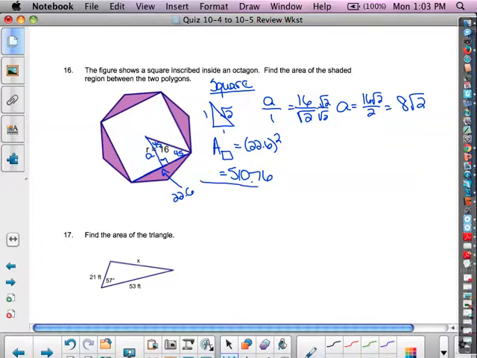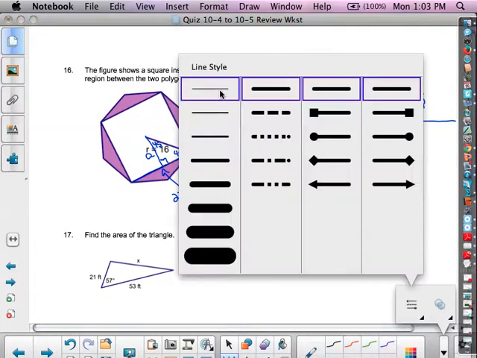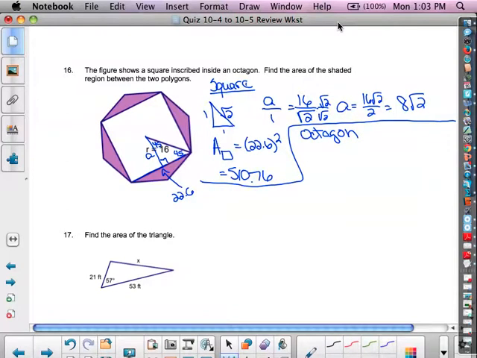Let's do that here. So in the octagon, I'm going to draw a couple other radii. I have this and this. I'm going to take 360 divided by 8, that gives me 45. I divide that in 2. 45 divided by 2, it's going to give me 22.5.